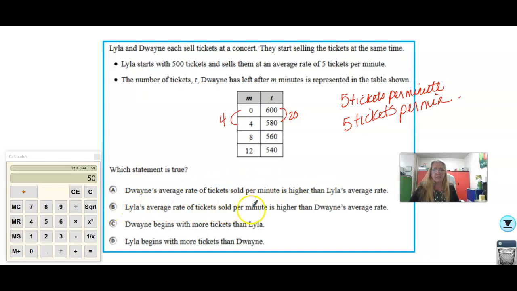Lila's average rate of tickets sold per minute is higher than Dwayne's. No. Dwayne begins with more tickets than Lila. That's true. Dwayne started with 600 and Lila started with 500. Okay, so that one is true. And the last one, Lila begins with more tickets than Dwayne. No, that's not true because Dwayne had more than she did. So in this case, C was right.